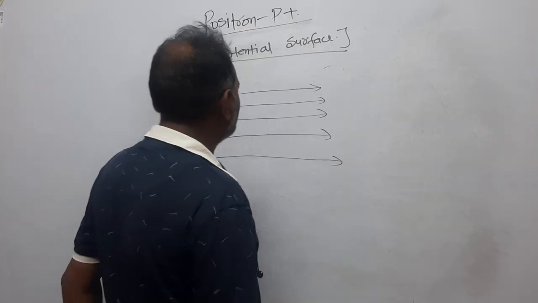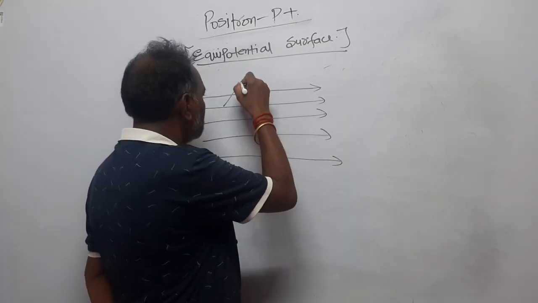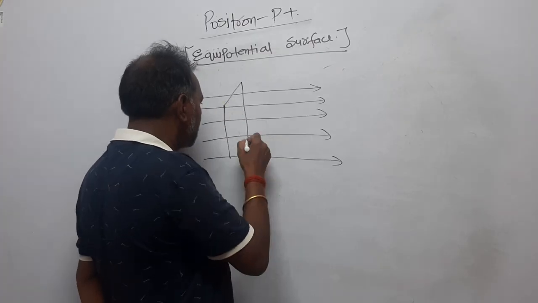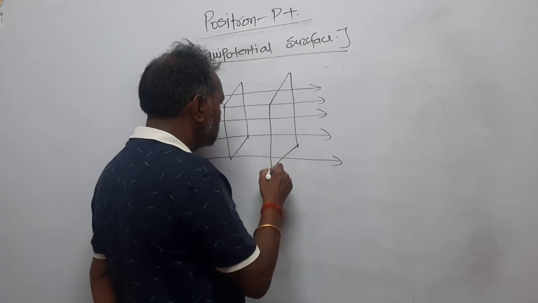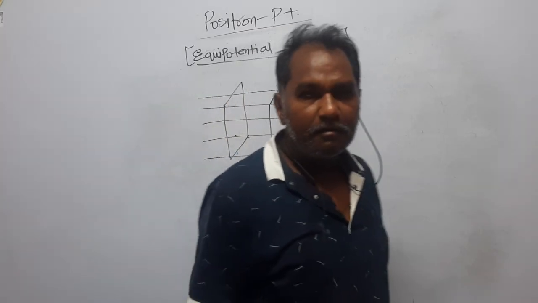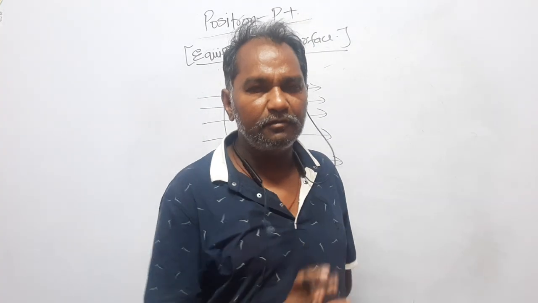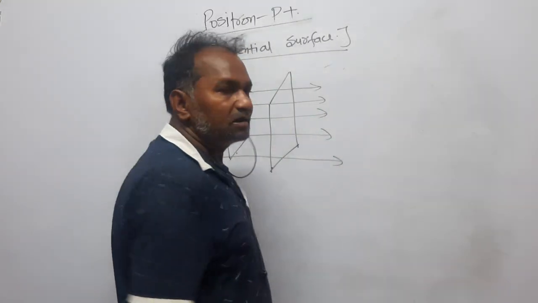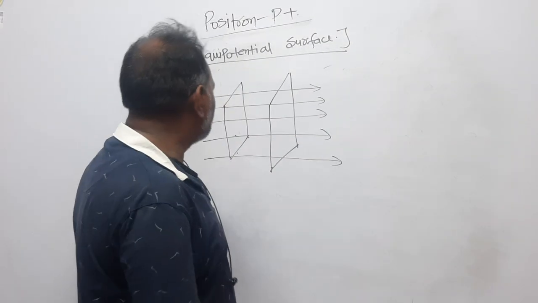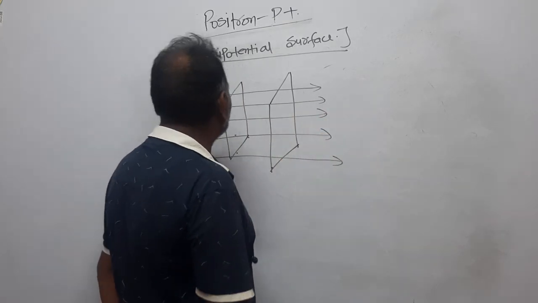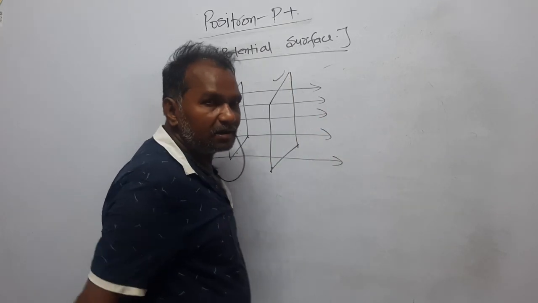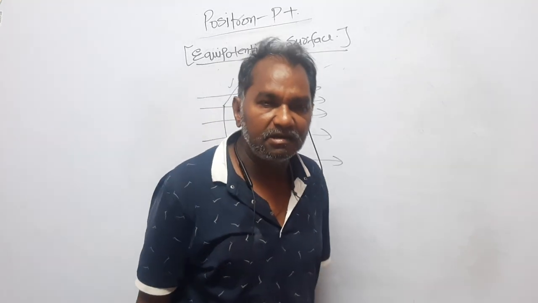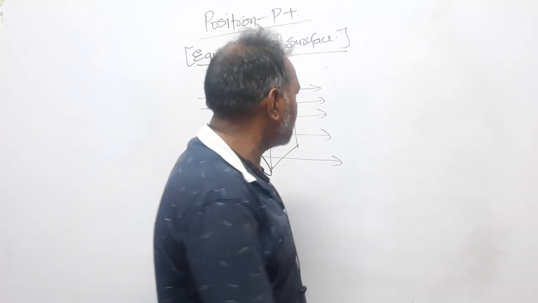Now, dear student, field line here will be like this. A plane perpendicular to the field lines will represent, in this case, an equipotential surface. If the field line is moving in this way, then it is at higher potential than this, right? The potential will decrease in the direction of field line, just as I have said.